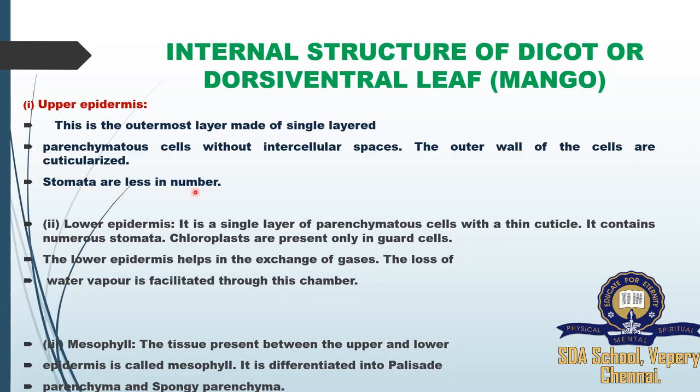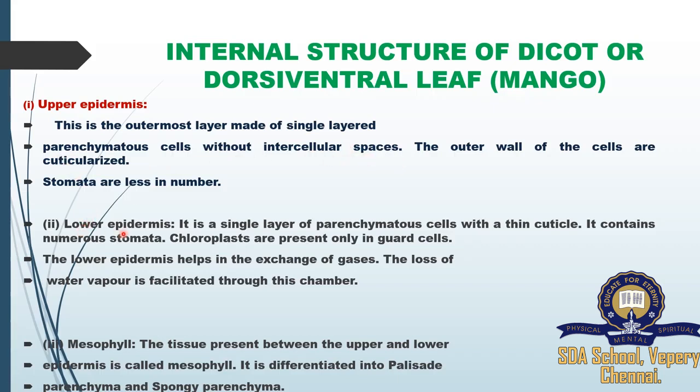Stomata are less in number. Here stomata are very few. So the outer walls of the cells are cuticularized. Cuticularized means they are arranged in such a way that they are not extending their limit. In that space itself they are occupying, because they don't have any intercellular space, so it is cuticularized.